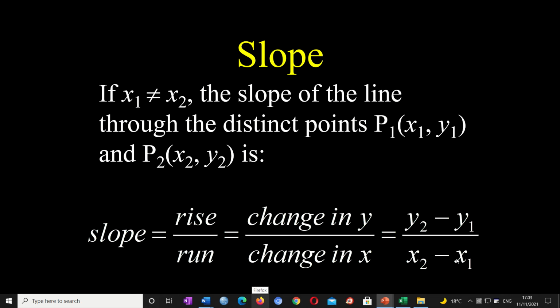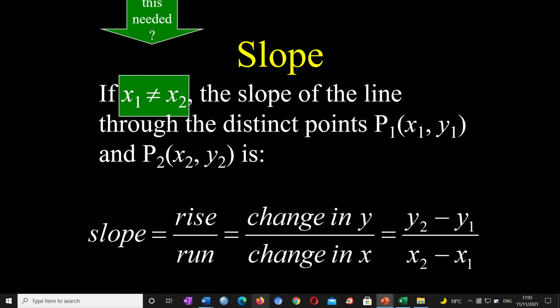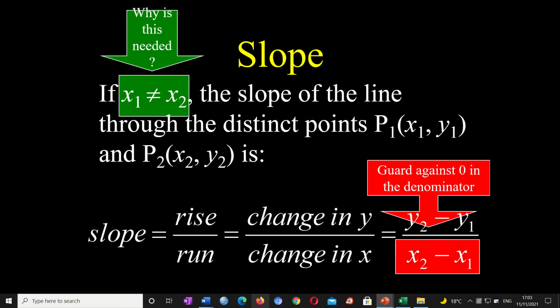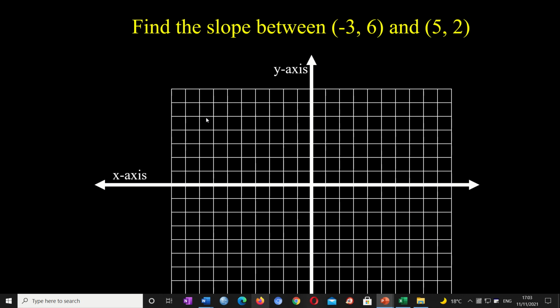So run cannot be 0. If it is 0, this means that it stops. Run 0, stop. Okay, rise and stop. So stuck. Okay, so here, guard against 0 in the denominator, so they shouldn't be equal.